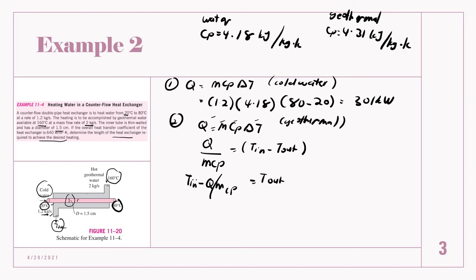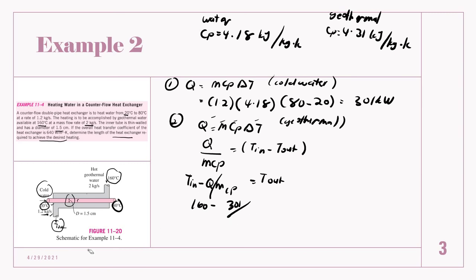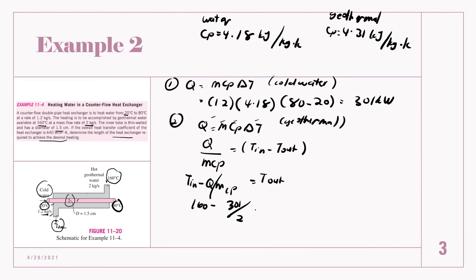So substitute all the values inside here. So 160 minus 301 over 1.2 times... sorry, this one is 2. Let me erase. So 2 times 4.31, you will get T out equal to 125 degrees Celsius. Okay.